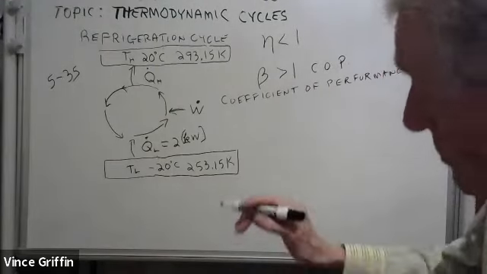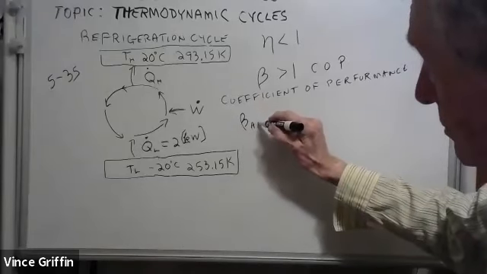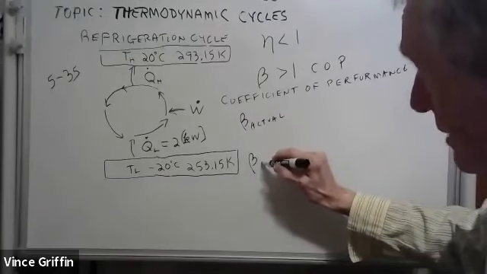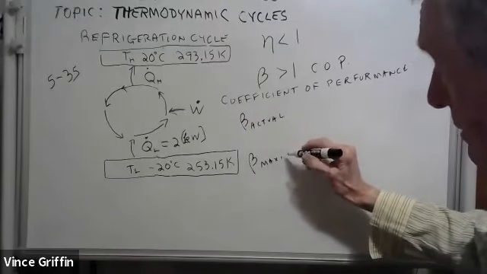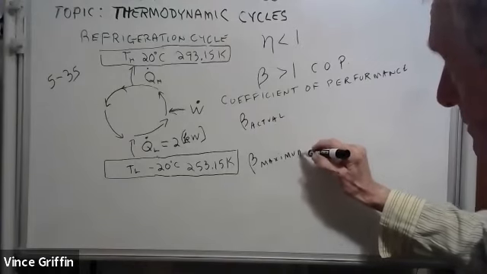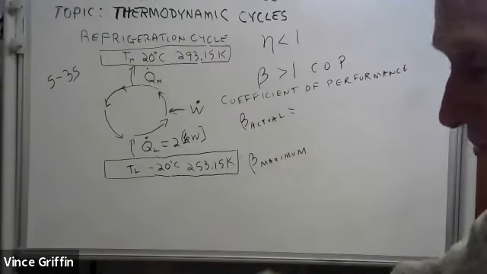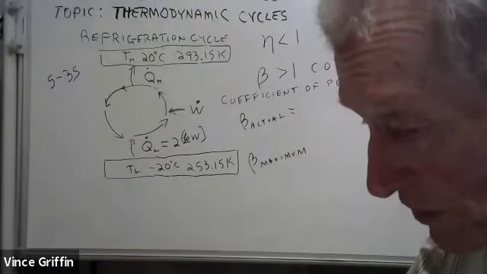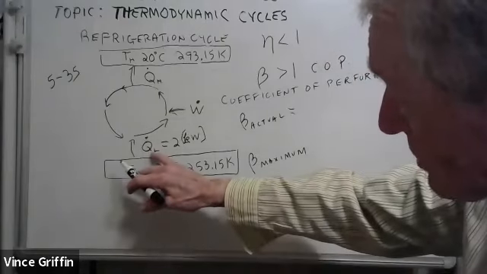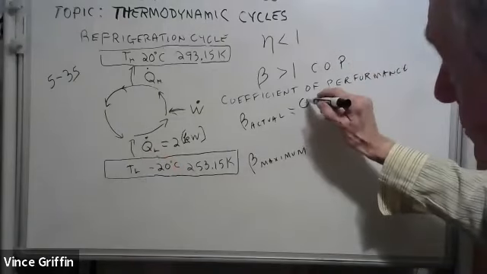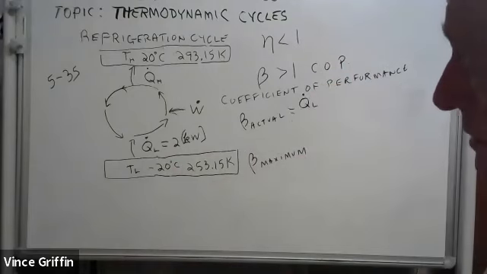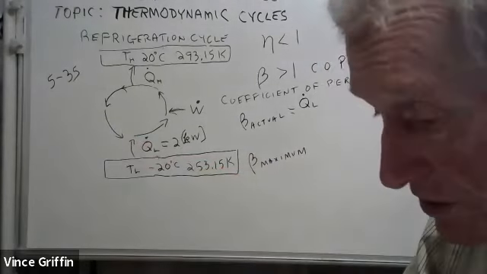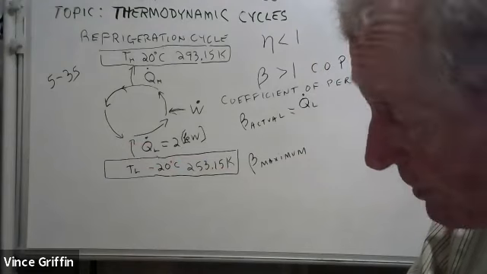Now, the thing is, there's 2 of these. There's a beta actual, and then there's a beta maximum possible, just like with the heat engines. The beta actual, it's kind of like efficiency. It's what you desire divided by what costs you. Well, what you desire is that QL dot. You want to remove heat energy from your hot dogs and your milk and so forth, ice cream.